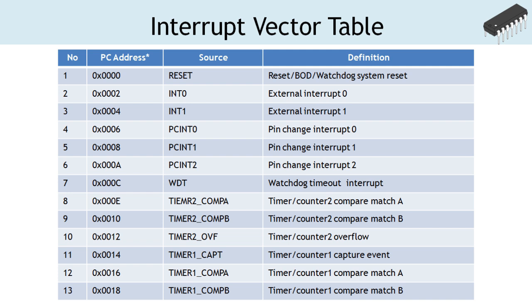Interrupts have priority, which defines which interrupt will be handled first if 2 or more interrupts occur at the same time. Lower the interrupt vector address of an interrupt, higher the priority. Reset has the highest priority, then external interrupt 0, then 1, and so on.